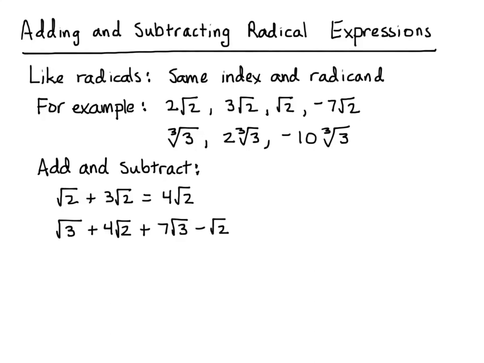If we have a mix of radicals, like the square root of 3 plus 4 times the square root of 2 plus 7 times the square root of 3 minus the square root of 2, only the ones that are like radicals combine. And so you might end up with an expression like this where the square root of 3 plus 7 times the square root of 3 makes 8 root 3, and then we have 4 root 2 minus root 2 is going to be 3 root 2. So there's nothing we can do at this point with the square root of 3 and the square root of 2 to make this any simpler.